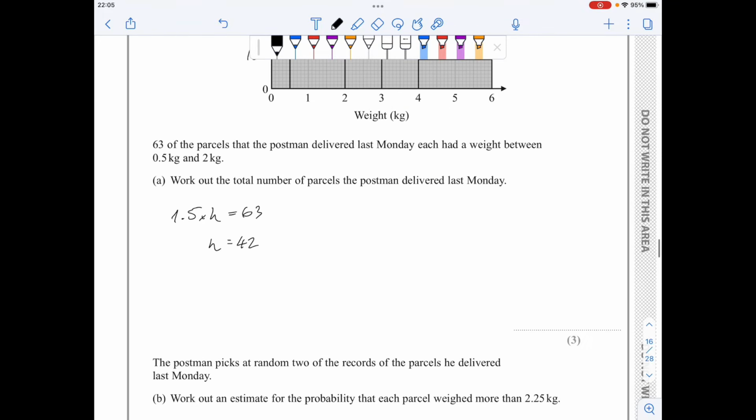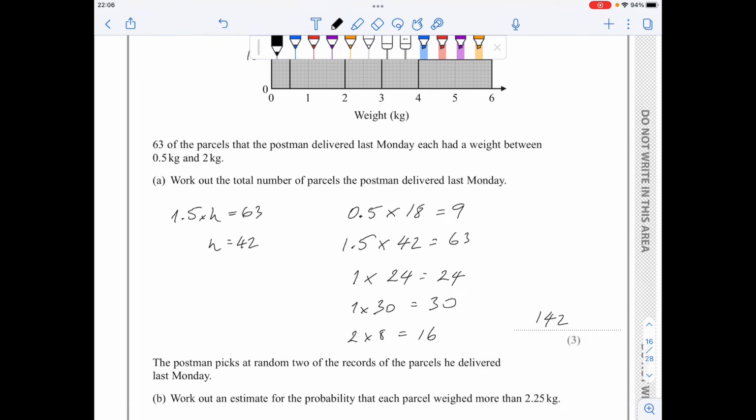So for the first bar, 0.5 times the height, which is 18, will give me 9. We've already done the second one. 1.5 times 42 gives me 63. Now the third one is 1 times 24, which gives me 24. The fourth one, 1 times 30, is equal to 30. And the last one, 2 times 8, which gives me 16. Now if I add this up, I will get 142.